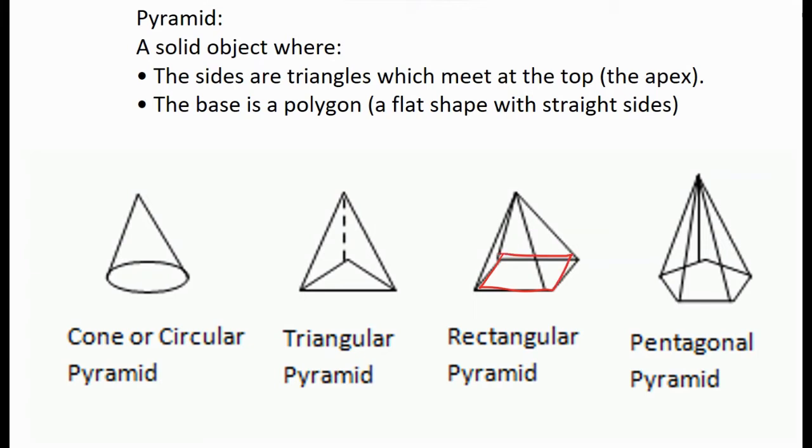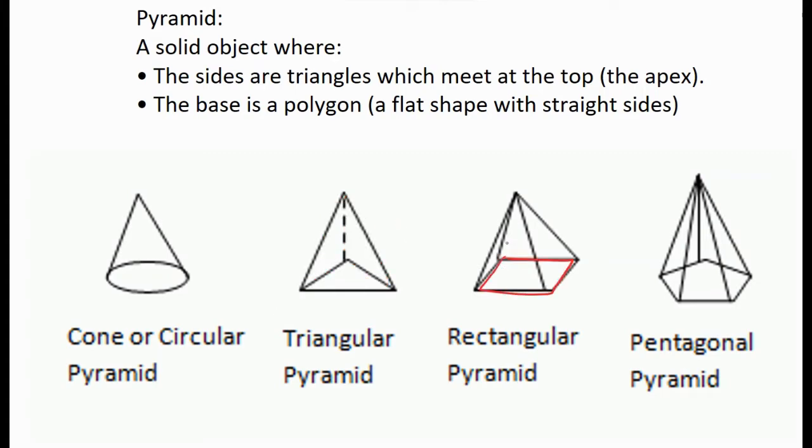The base is a rectangle. The bottom is a rectangle, and it has a pointy top. And the bottom is a pentagon, and it has a pointy top. So those are pyramids. And the sides are triangles. The lateral sides are triangles.